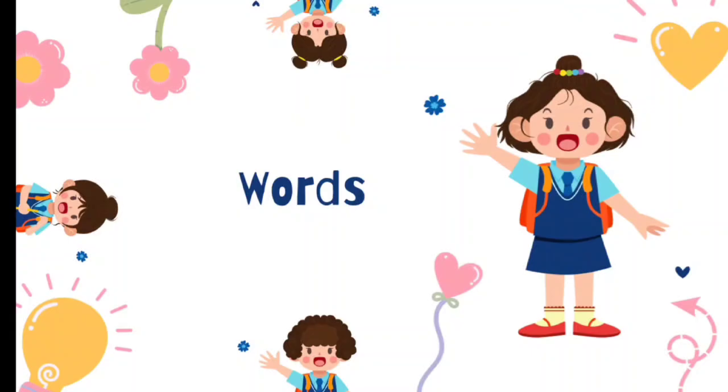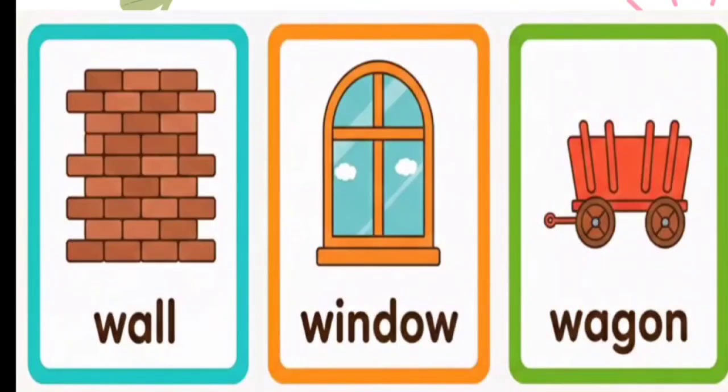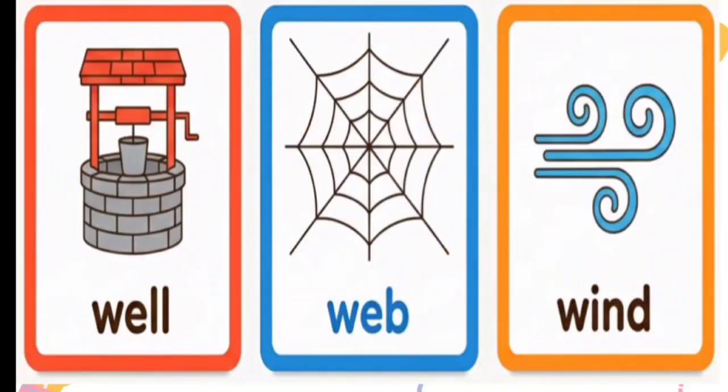And now it's time to learn some words that start with W sound. We have wall, window, wagon, well, web, wind.